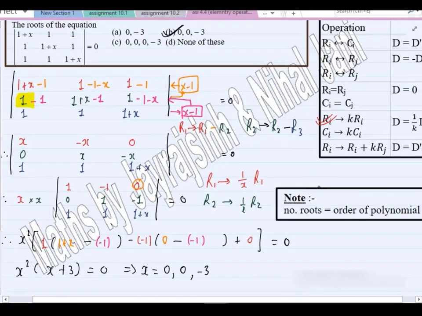Now let me remind you something. The number of roots should be equal to the order of the polynomial, and if we expand this determinant, you can see you will get the multiplication of 1 plus x into 1 plus x into 1 plus x, which suggests that the order of the polynomial will be 3. So there must be 3 roots, which is only in option B. So B is the most promising option, right? So without simplification, you can get the correct answer. Ta-da!